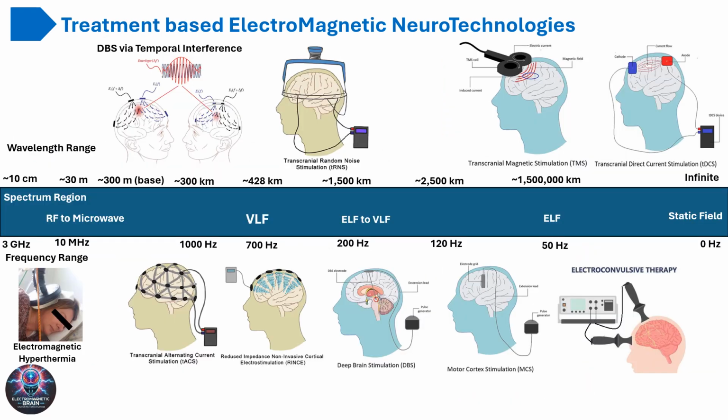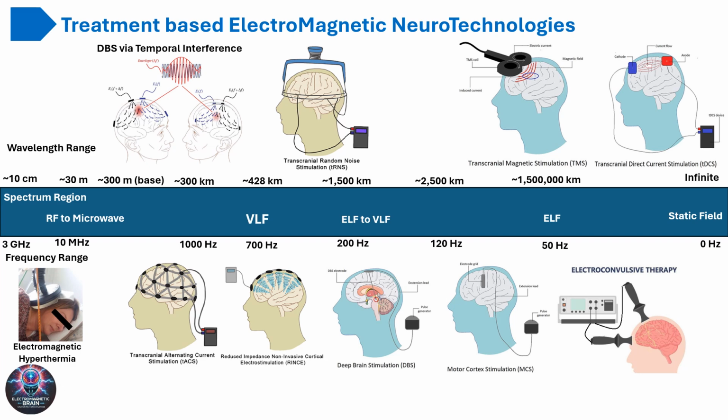Electromagnetic fields are not just for diagnostics, they are also used for treatments. Here are key examples. Electroconvulsive therapy, ECT, uses low-frequency electrical currents, around 50 Hz, to treat severe depression. It remains one of the most effective treatments for drug-resistant psychiatric conditions. 1. Deep brain stimulation, DBS, involves implanting electrodes that deliver electrical pulses to specific brain areas. Frequencies typically range from 120 Hz to 200 Hz, and it is used for Parkinson's disease, essential tremor, and OCD.